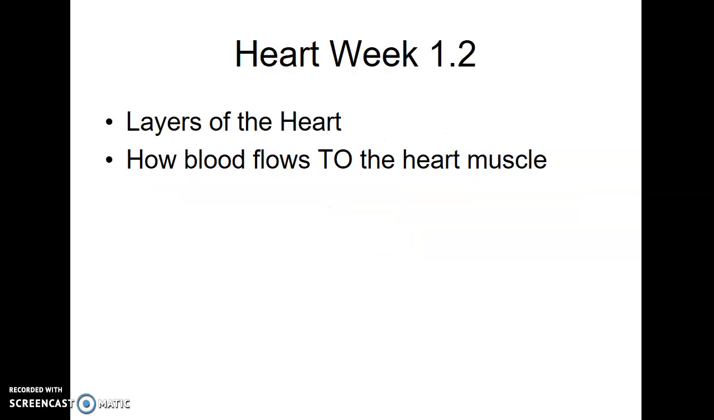Okay, so we'll talk about it in this order. First, we'll talk about the layers of the heart, and then we're going to talk about how we get blood to the heart muscle, and then how we get deoxygenated blood from the heart muscle back into the heart so it can recirculate and get reoxygenated.